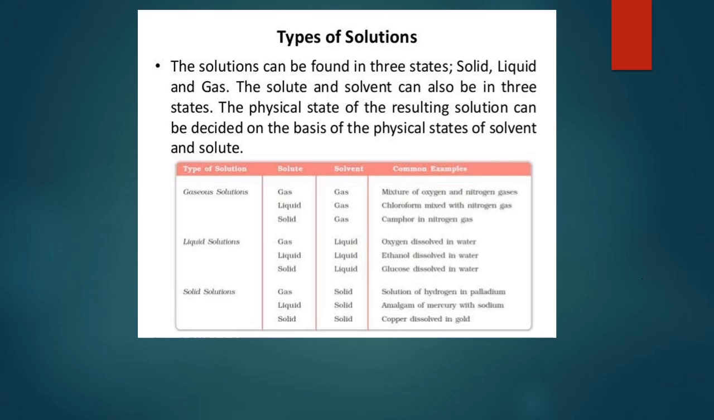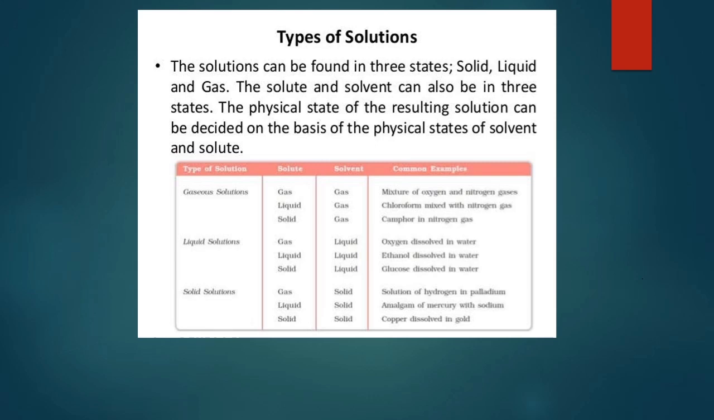Then liquid in solid: amalgam of mercury, mercury amalgam with sodium. Here sodium is in a solid state, that is the large amount, so that is the solvent. Then liquid is the amalgam of mercury. So this is which type of solution? Solid solution, because sodium is a solid here, that is the solvent, right?